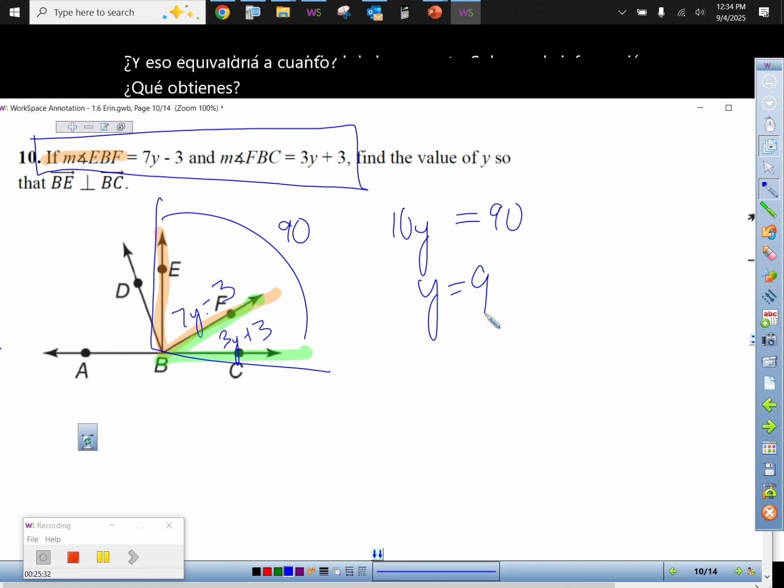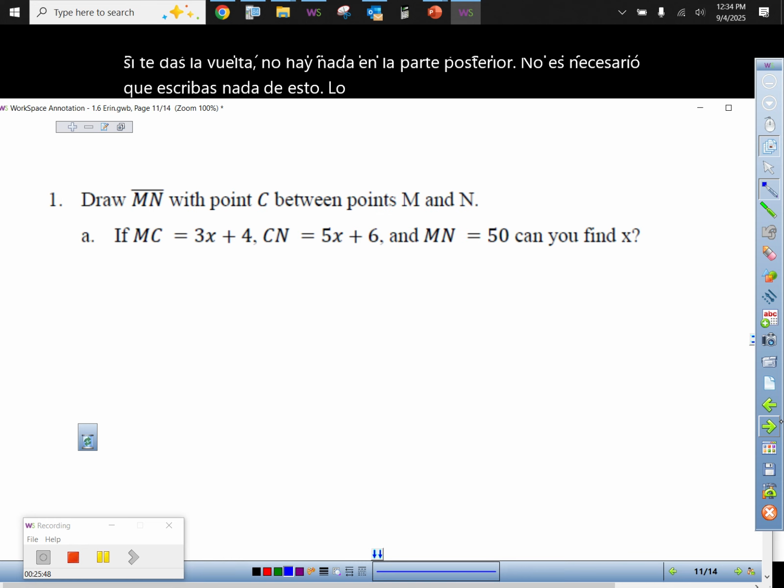We've got to do one question on the back, right? So if you'd flip over, there's nothing on the back. You don't need to write any of this down. I'll read it to you. We'll draw what they ask us to draw. So on the back, I'll read this in phases.